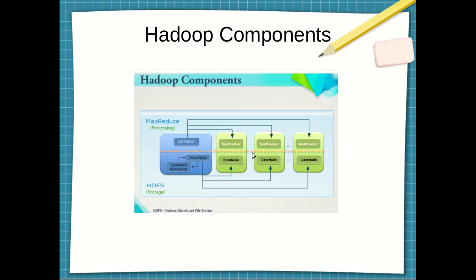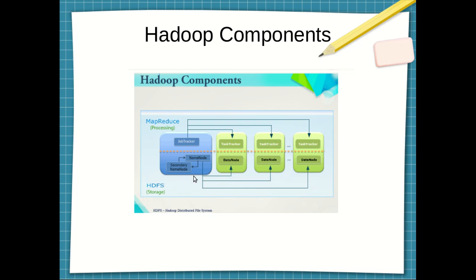Hadoop components. Basically there are two components in Hadoop: one is storage and one is processing. For storage there is HDFS, and for processing there is MapReduce. We'll see each in detail, how each engine performs. These are called engines: name node, secondary name node, data node, job tracker, task tracker. They are also called daemons. Once you configure and start your Hadoop, these daemons run in order to drive the Hadoop ecosystem.